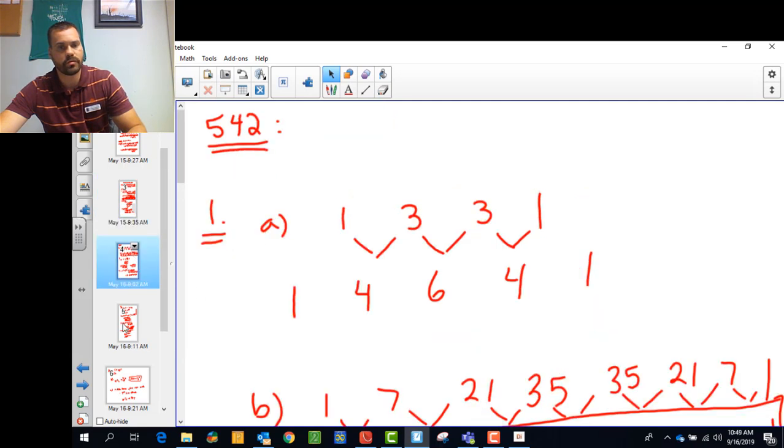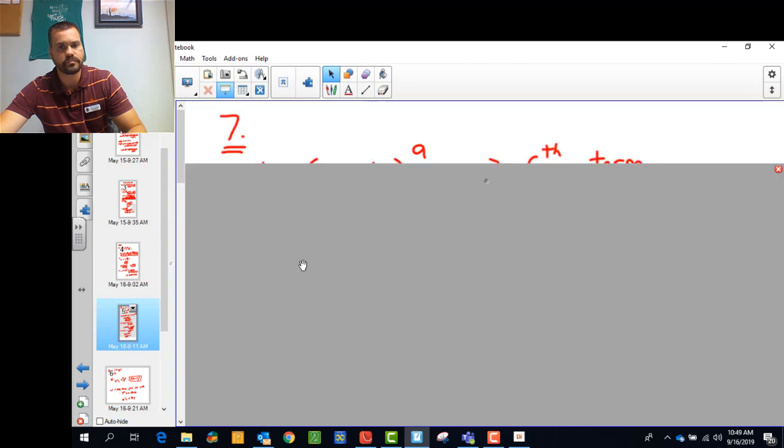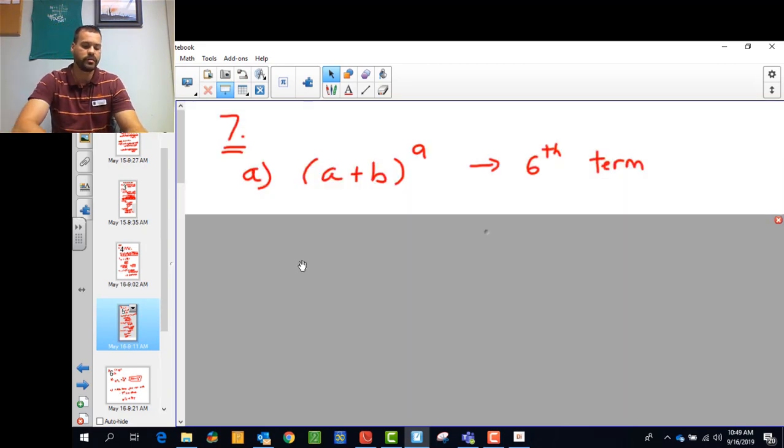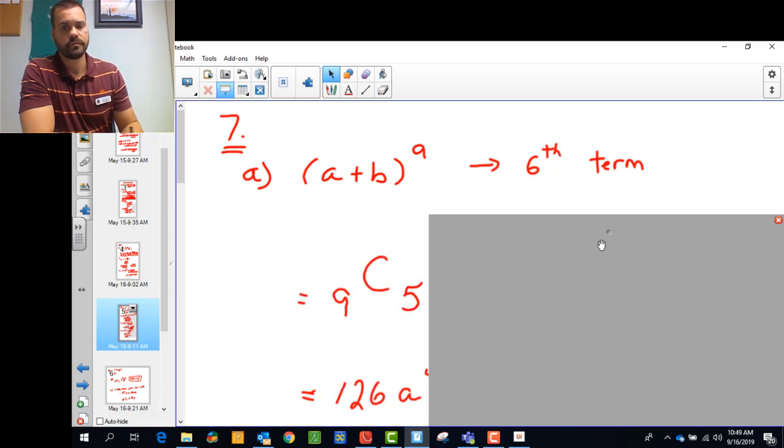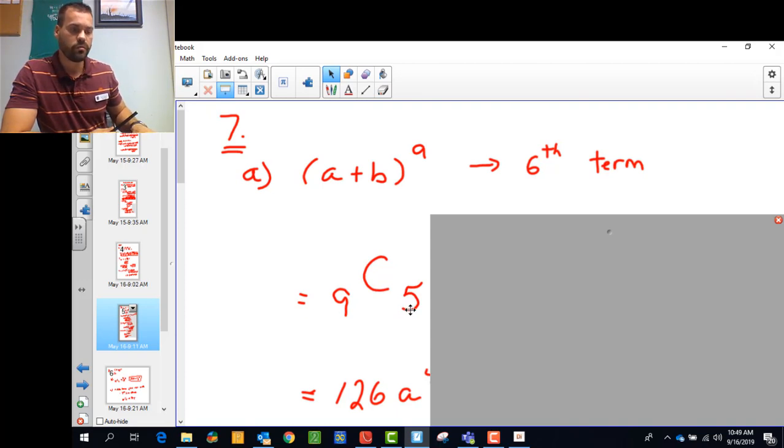So we're going to try a couple more of those. Let's imagine, here's this one. It says a plus b to the 9th, and I want the 6th term. So what we're going to do, this is a little bit easier because there's no numbers in front of these. There's no 3 or 2, whatever. So the number is going to be a little bit smaller, but we're going to start with 9 choose 5. Okay. And again, if it's the 6th term, this is one number less than that because you're starting with 0 at the first term. So it's always one less.